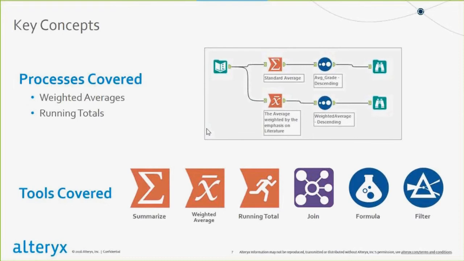So the key concepts, it's right there in the title. We're going to cover some of the weighted averages, the running totals, and some of the other tools that we can expect to cover today are things like the join, the filter, the formula, and the summarize. A lot of these we can do in different ways. However, you may be able to identify ways that you can more optimally develop your workflows based on your newfound knowledge of weighted average and running total.